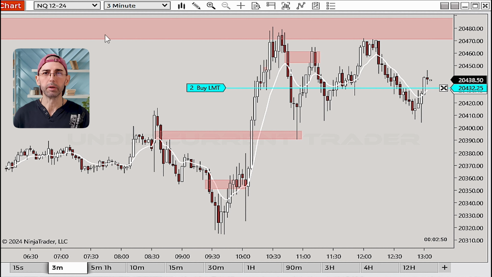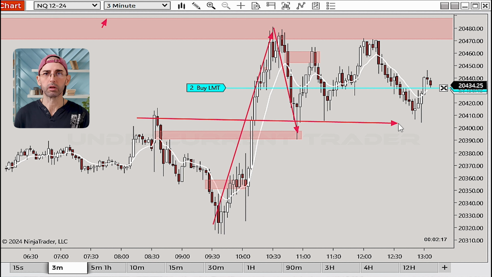Looking at this 3-minute NQ chart, the market kicked off, as you can see, with a spike, but that initial enthusiasm though fizzled out pretty quickly. The market actually shaved off about 100 points here from its peak before settling down just above this old high.